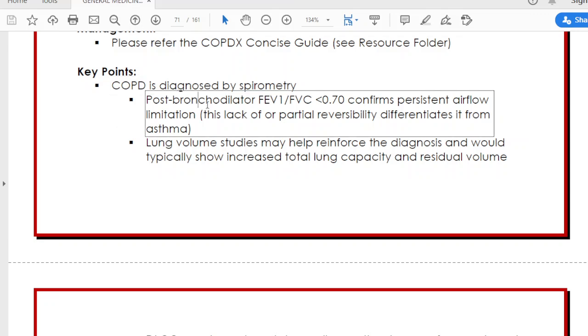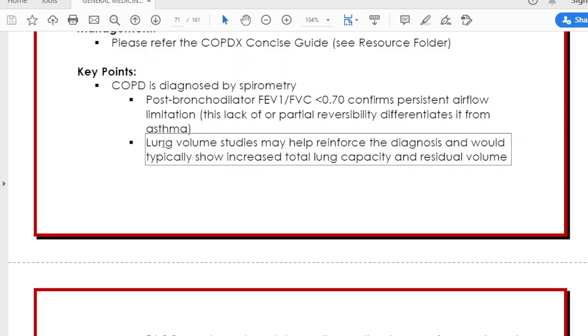Post-bronchodilator FEV1/FVC of less than 0.70 confirms persistent airflow limitation. This lack of or partial reversibility differentiates it from asthma. Lung volume studies may help reinforce the diagnosis and would typically show increased total lung capacity and residual volume.